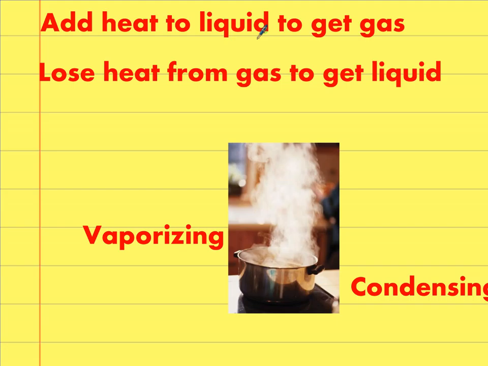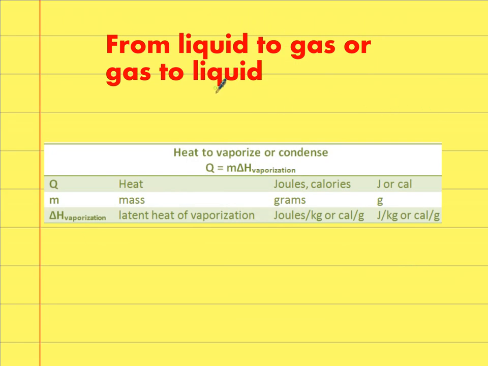Now, if you add heat to a liquid, you get a gas. Similarly, if you lose heat from a gas, you get a liquid. Now, the phrases you're going to be looking for with this one are vaporizing or condensing. Vaporizing, of course, is becoming a gas, and condensing is becoming a liquid. And the formula, shockingly, is exactly the same as for fusion. Q is m delta H vaporization. Again, I'm not going to write this out every time. I'm just going to do H_v. Q is m delta H_v, where Q is a heat, m is a mass, and delta H is a latent heat of vaporization.